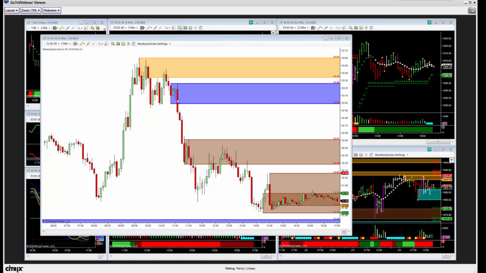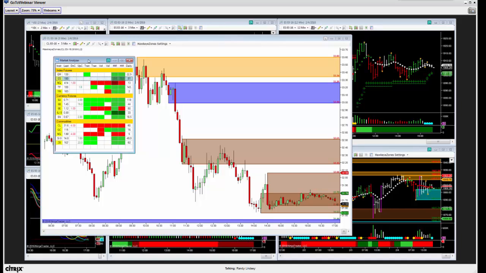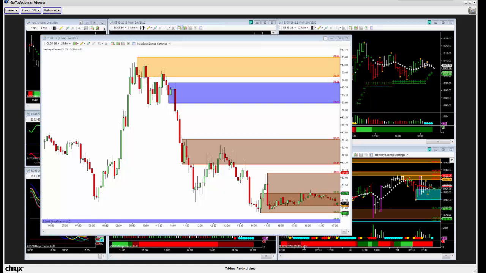No, the software does not scan the markets for you. You'll need to have some other software like Market Analyzer. NinjaTrader has a Market Analyzer tool that allows you to scan through and find software that meets your criteria. TradeStation has a radar screen that allows you to go through, scan the markets, and find the trading opportunities. But the zones themselves are not a scanner, so they don't actually go through and scan for you.